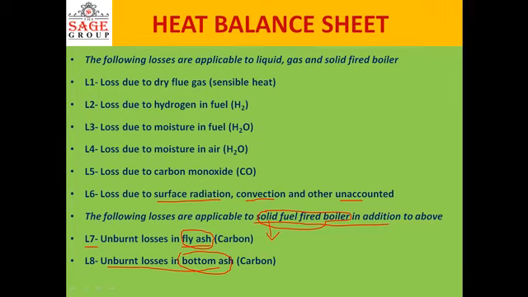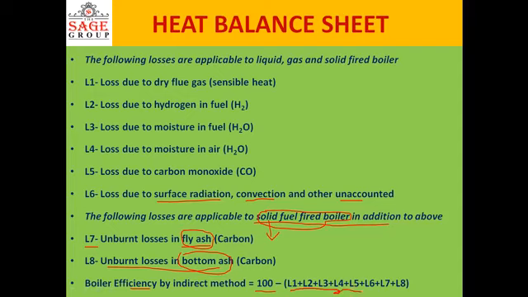So we will account for all the losses, how much loss they are causing and affecting the boiler efficiency. Considering all the losses, we can find the boiler efficiency. The boiler efficiency by the indirect method can be calculated as 100 minus the summation of all these losses. So these losses are all negative terms. When we minimize all the losses, definitely the efficiency of the boiler will increase.